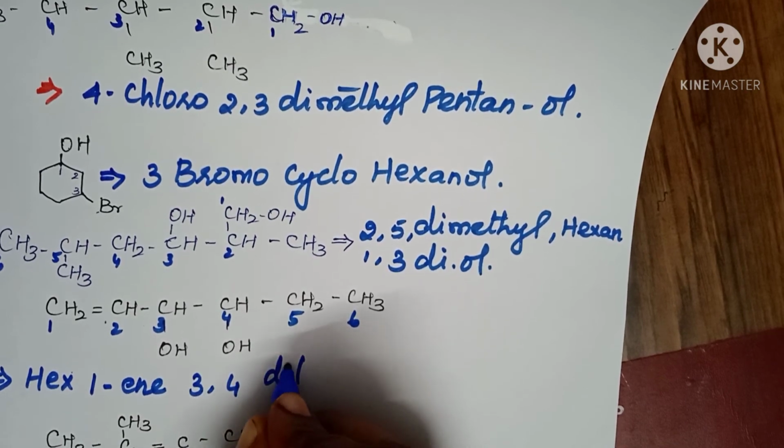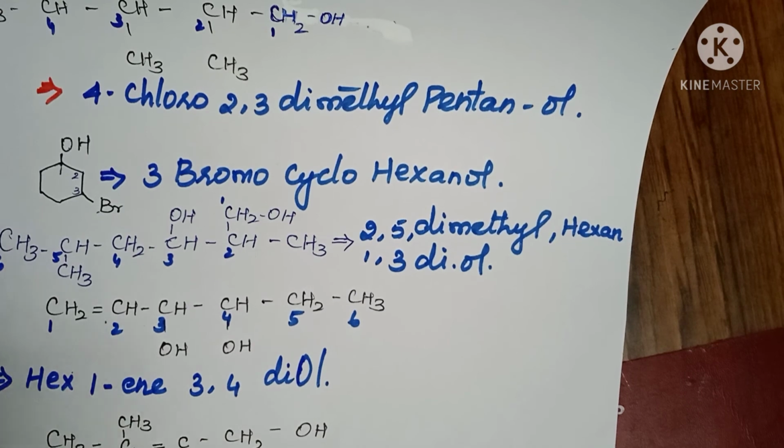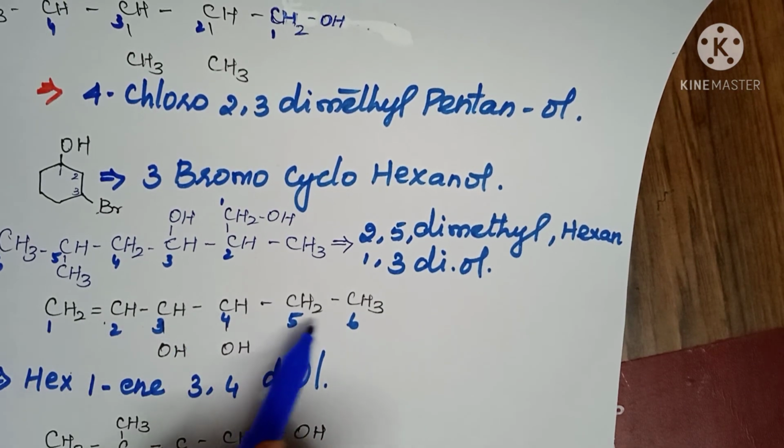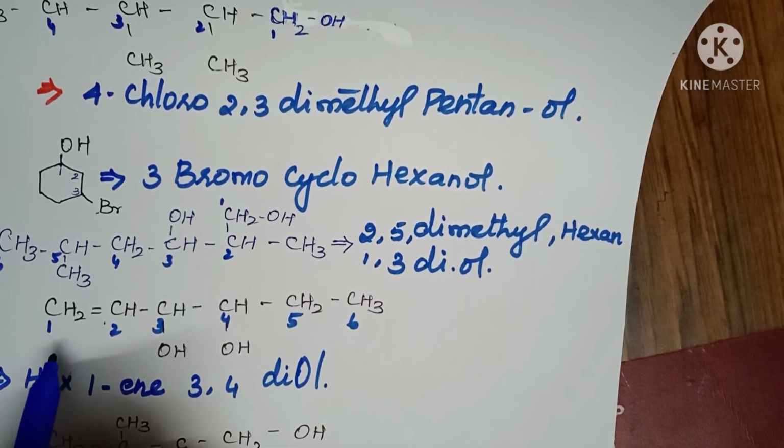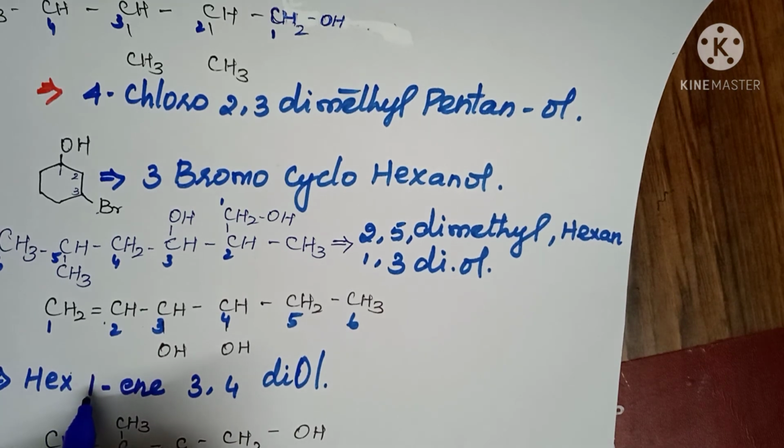Now remember this. For a single bond, you first find where the functional group is, and according to that you put the numbering from there. But when you come to a double bond or triple bond, you have to find where the double bond starts, and there you give the numbering. Remember this point, students? According to that numbering, how many carbons are there? Hexane. The double bond starts at the first carbon, so 1-ene. Then the functional groups, 3,4-diol.